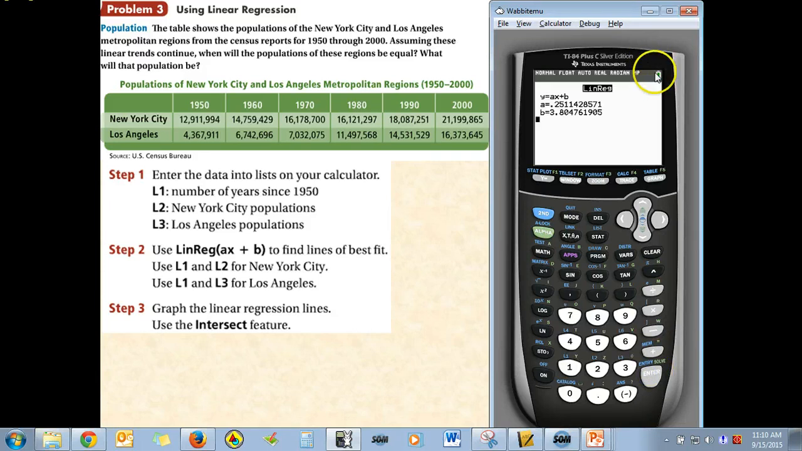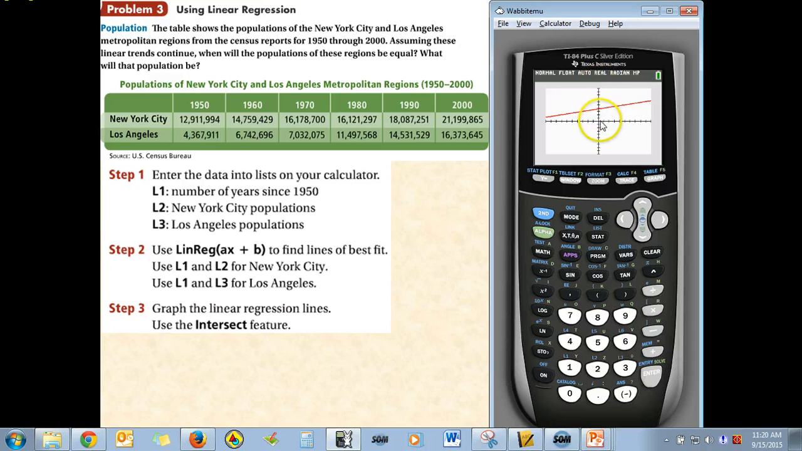Calculate. So now it has stored that equation under y2. So now when I push graph, it's going to show me a line. Should be 2 lines, right? So what that tells me is, well, let's see, this would be at 0 years right here. At 0 years, LA was like 4 point something million, and New York was 12 point something million. So I need to adjust my window here.